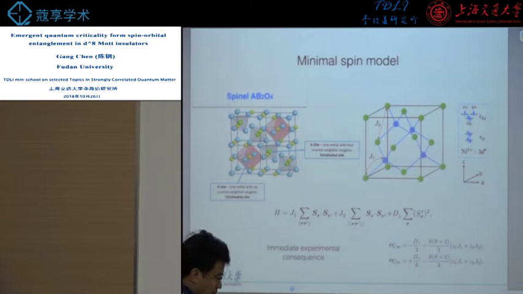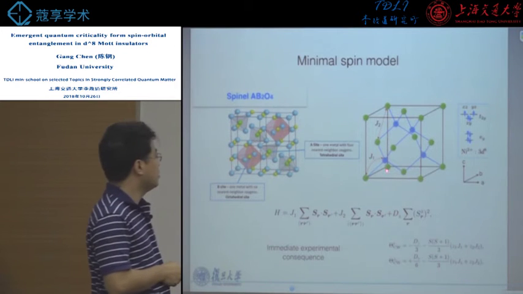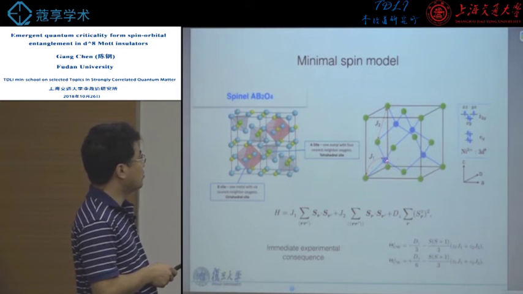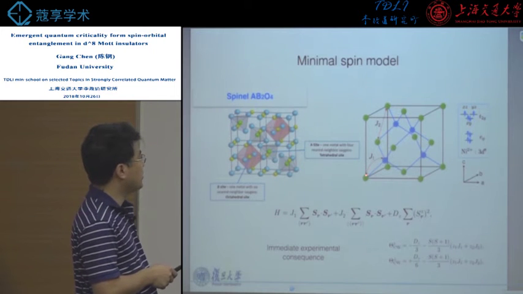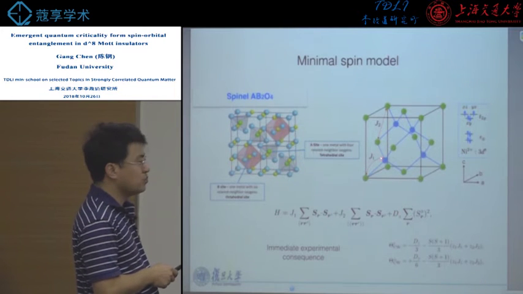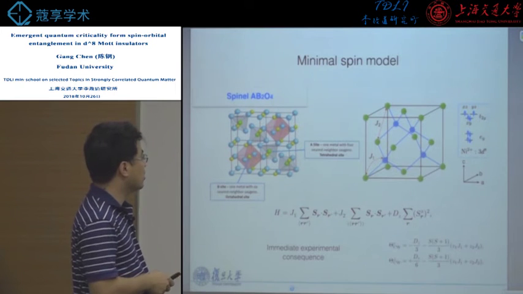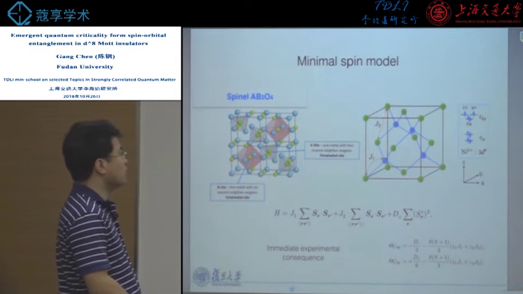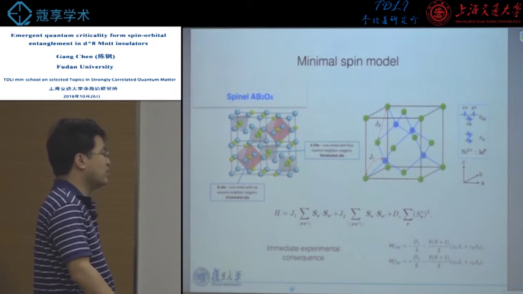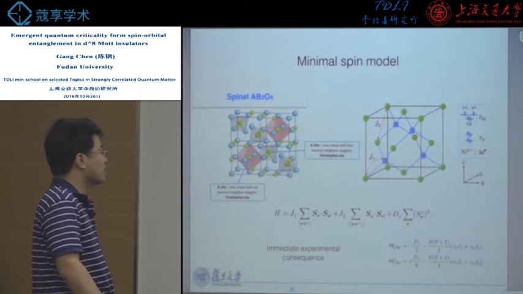So the green and the blue represent two different sublattices. J1 would be the intersublattice interaction, the interaction between two sublattices, and J2 would be the interaction within the same sublattice. Each sublattice is an FCC lattice, right?